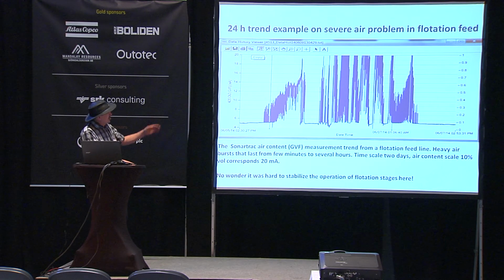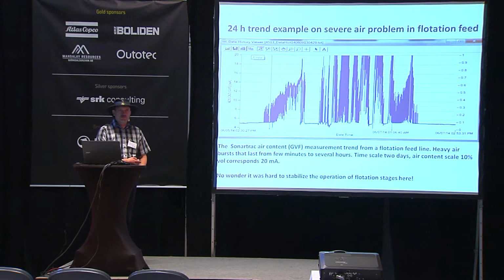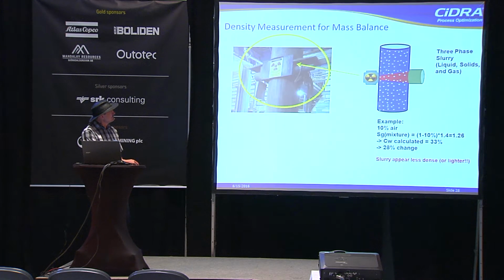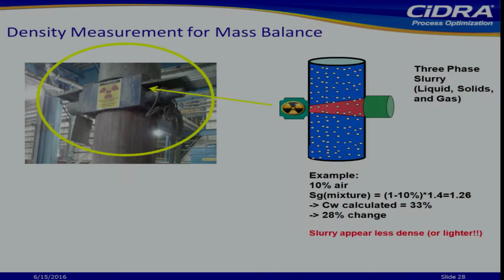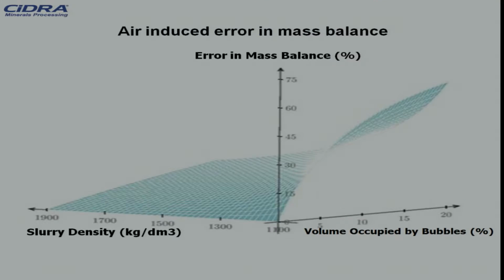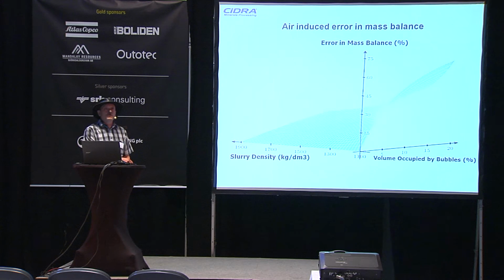Based on this measurement, we can trace back where the air is coming from, prevent it, and even take it into account in the balances and operational guidance of the flotation stage. Based on this bubble measurement, we of course also correct the errors it's causing for nuclear density measurements. The closer the density of the slurry is to water density, the bigger the error caused by 1% of air. If the slurry density is only 1.1, then 1% of air is already causing a 10% error in your mass balance and production rate.